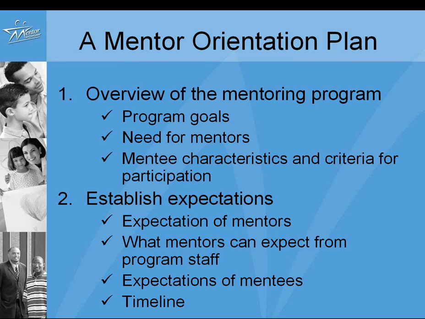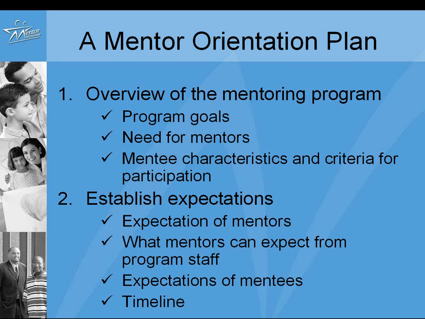So you should describe the expectations of the mentors. And again, this should include the time and frequency of meetings, relationship duration, any paperwork requirements you have, and other policies and procedures that your program has in place.